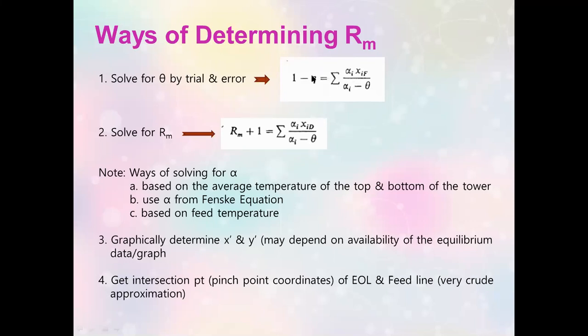So the reason why you have the summation symbol here is because you will have 2 products in the numerator, meaning you will have two terms in the numerator consisting of the products of two terms. What are the products that we're talking about in here? The relative volatility of the low boiling point component times its mole fraction in the feed plus the relative volatility of the high boiling component times its mole fraction in the feed.